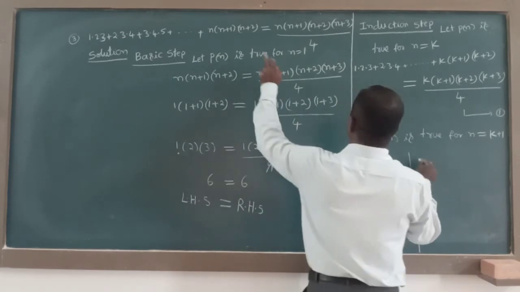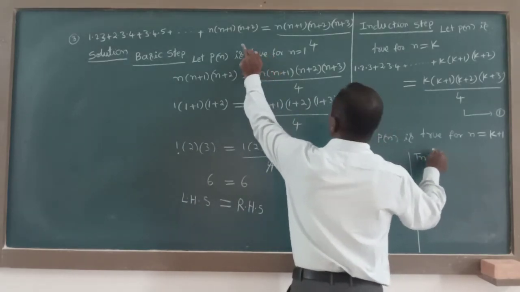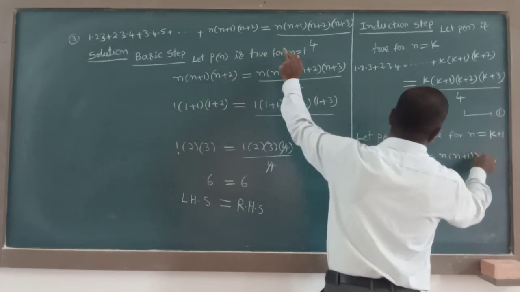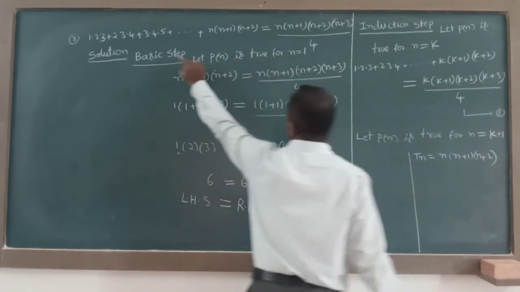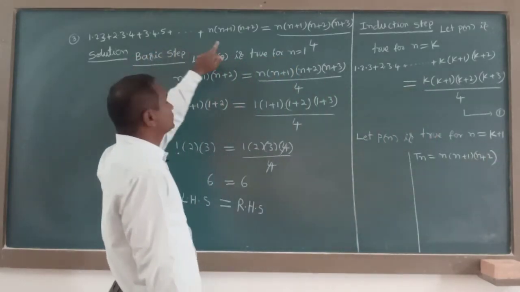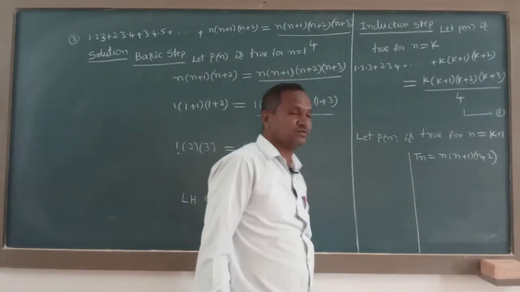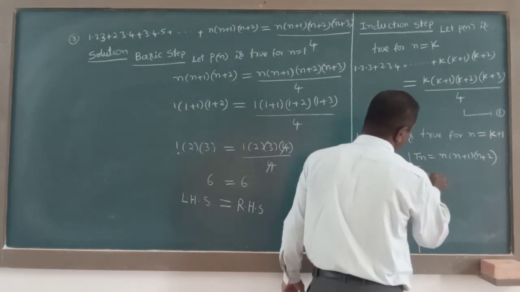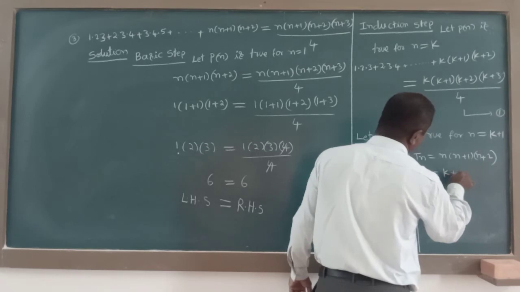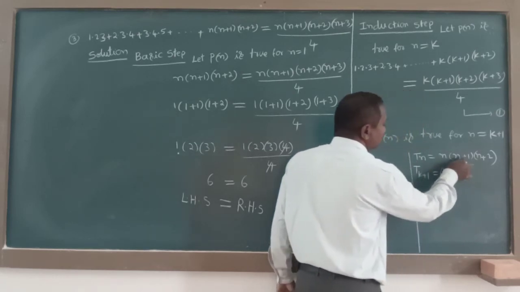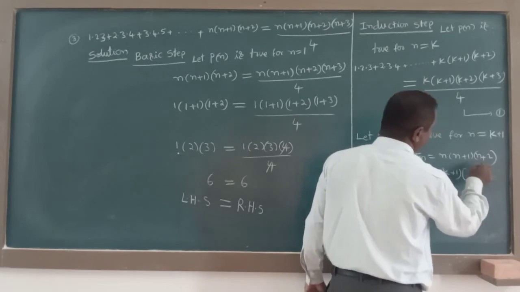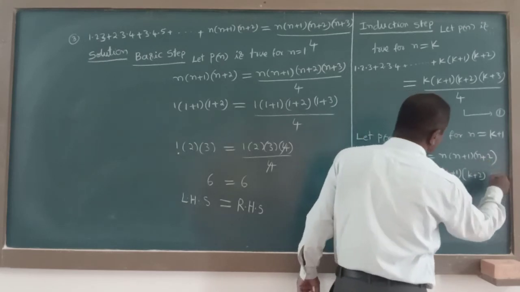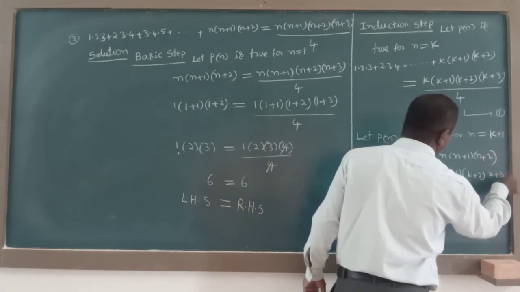Now the Tn term we have is n into n plus 1 into n plus 2 here. First term, second term, third term, and last one is the Tn term, n into n plus 1 into n plus 2. Now Tk plus 1 is equal to k plus 1 into k plus 1 plus 1, that is k plus 2, into instead of n if you put k plus 1, k plus 1 plus 2 can be written as k plus 3.